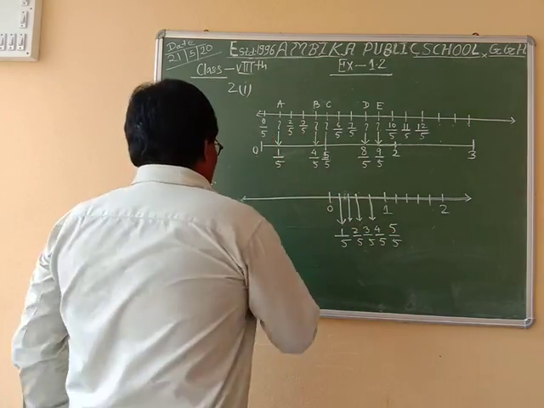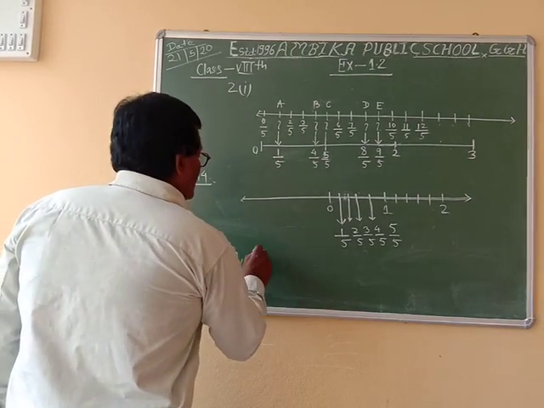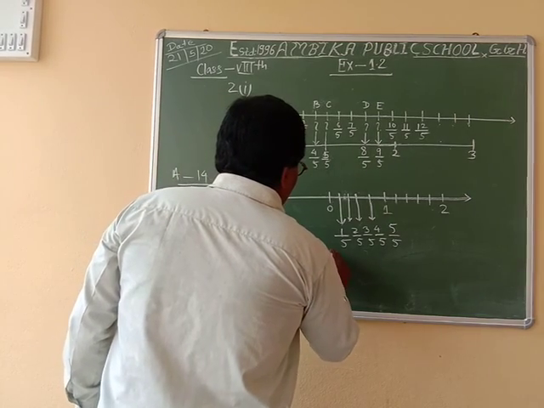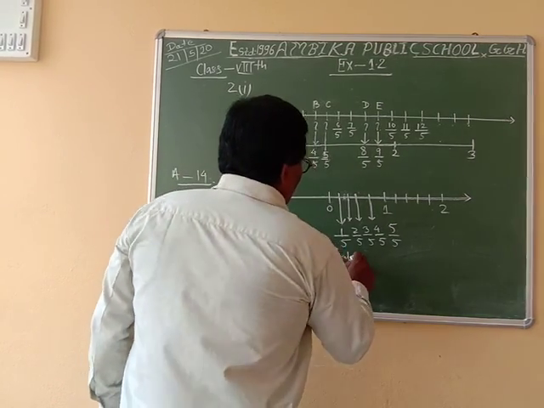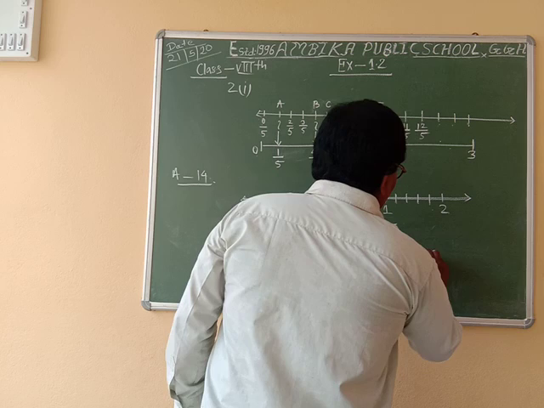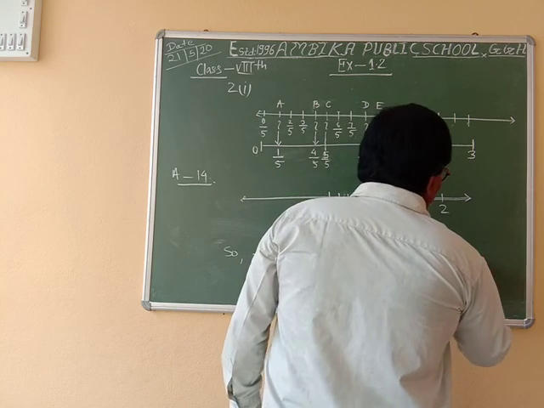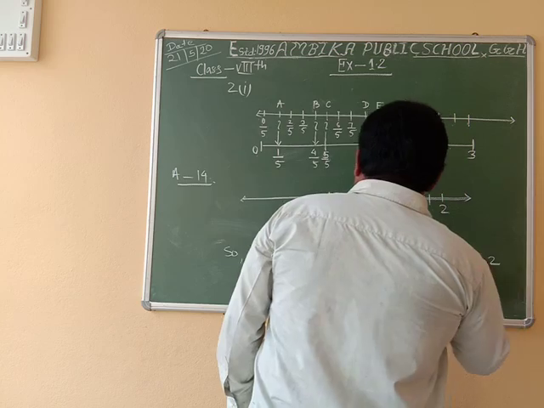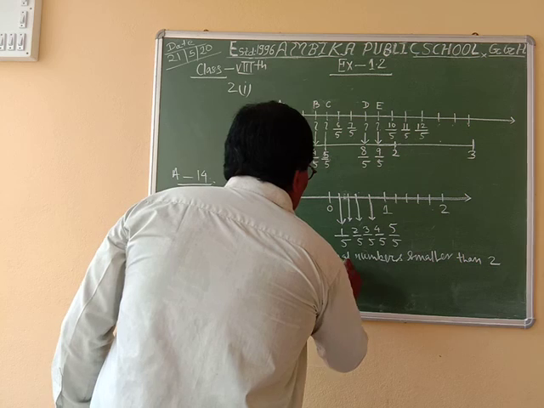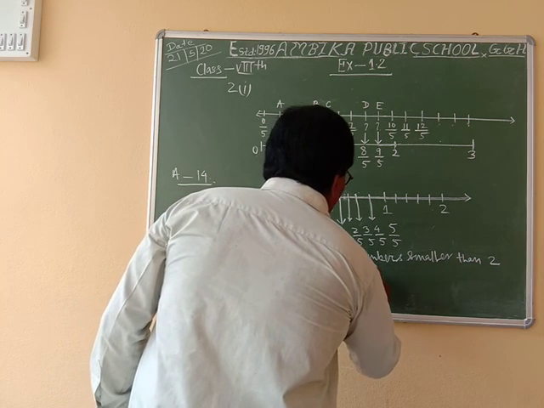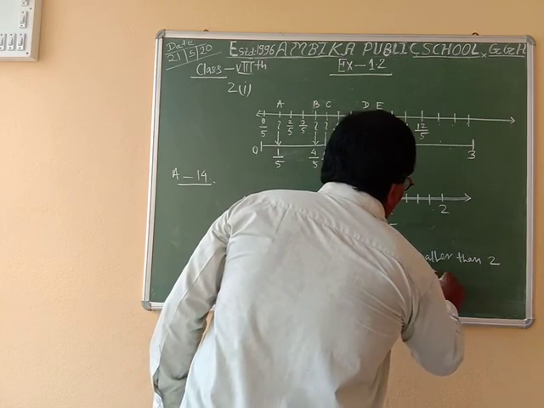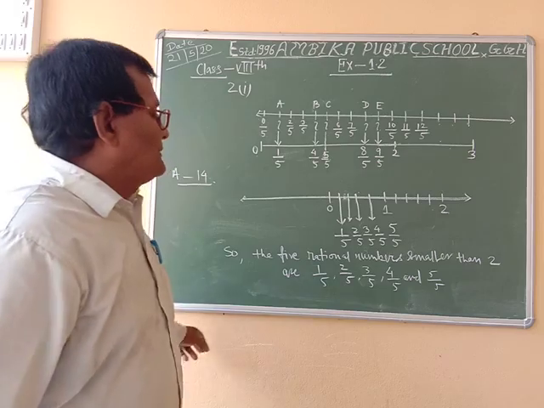So the 5 rational numbers smaller than 2 are 1/5, 2/5, 3/5, 4/5 and 5/5. All these rational numbers are smaller than 2.